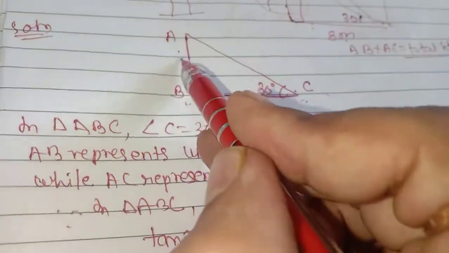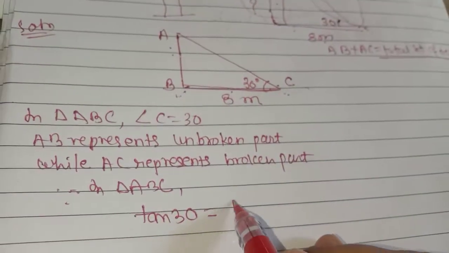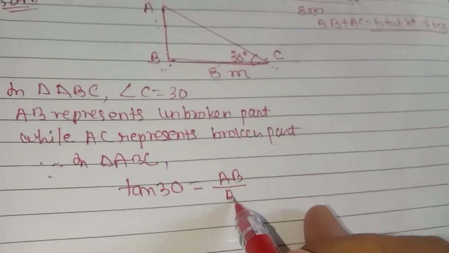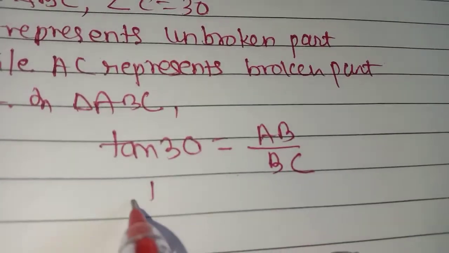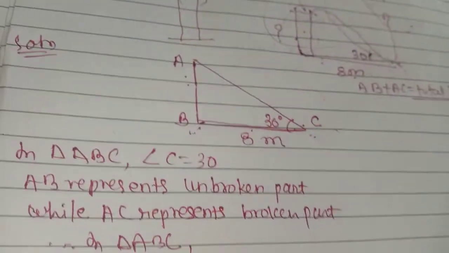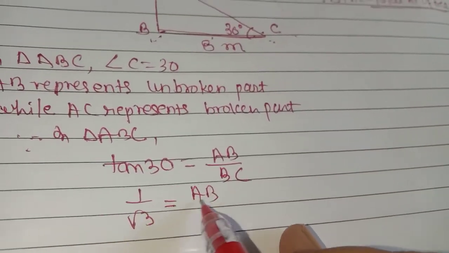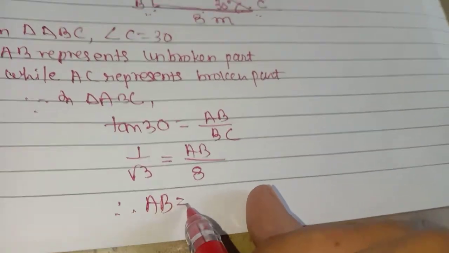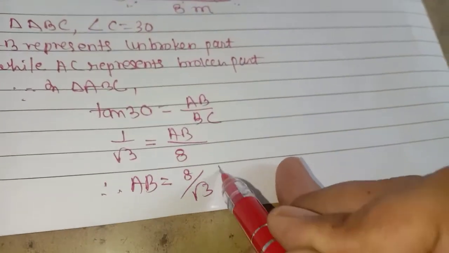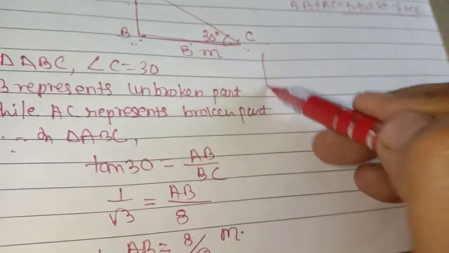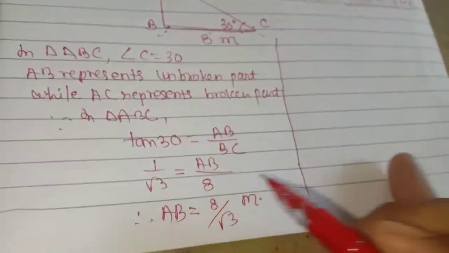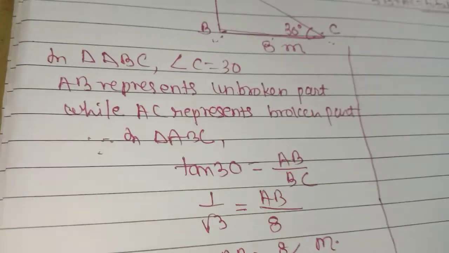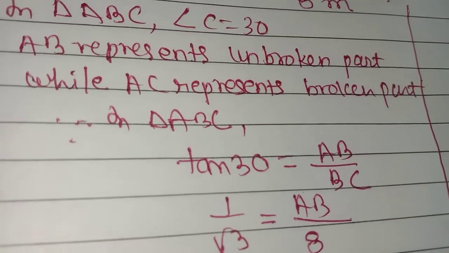Tan 30 is what? Perpendicular upon base. So I will write here AB upon BC. So tan 30 is 1 by root 3. AB is unknown and the value of BC is 8. So I got AB simply as 8 by root 3 meter. Clear? Solving this, AB is 8 by root 3 meter.